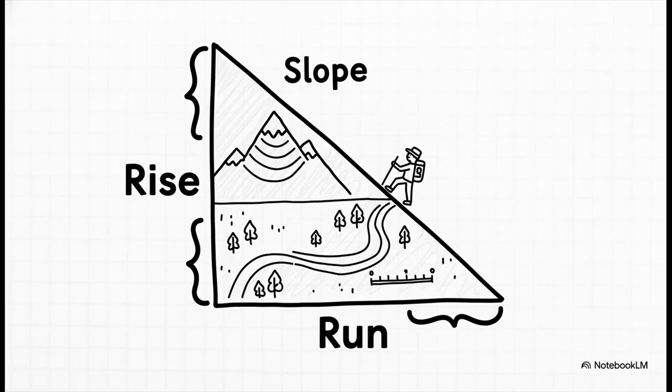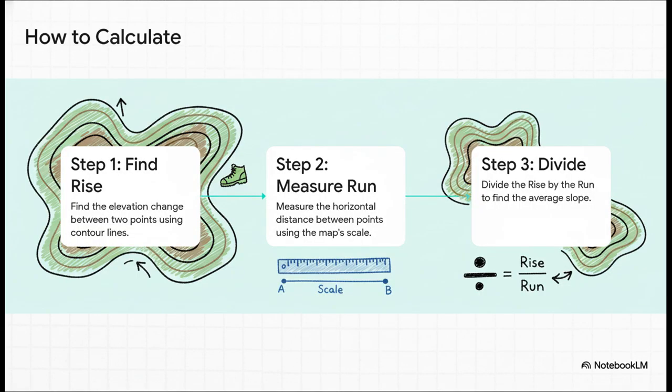That's right, good old rise over run. It's the exact same principle we learned in school. The rise is just our change in elevation, which we can get straight from the contour lines. And the run is the horizontal distance across the ground, which we get from the map's scale. The whole process is just 3 simple steps.